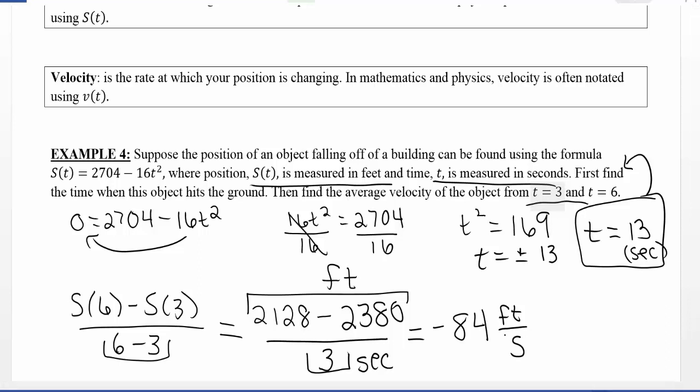The negative tells me that my object is falling in the downward direction. I could be talking about tossing a ball upward, and I may have a positive velocity, but here it's going to be negative because it's falling. So the average velocity of this object is negative 84 feet per second. That means it's going to fall by 84 feet for every 1 second that goes by, on average, between time equals 3 and time equals 6.